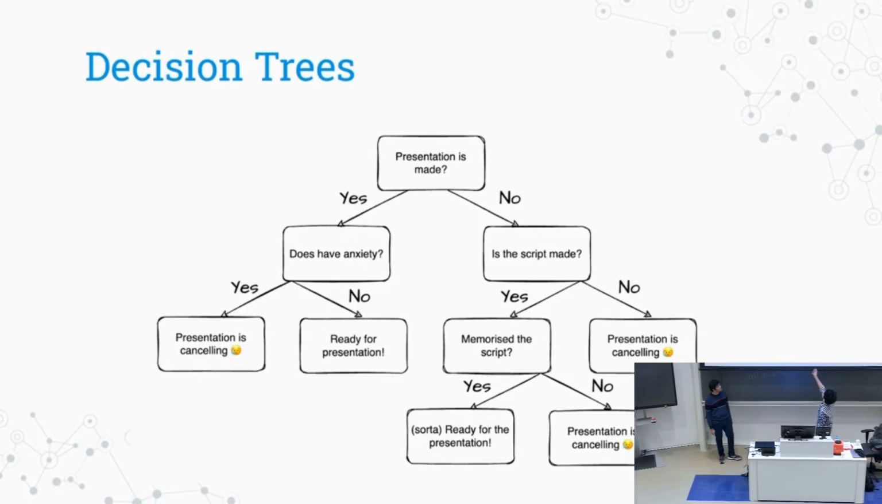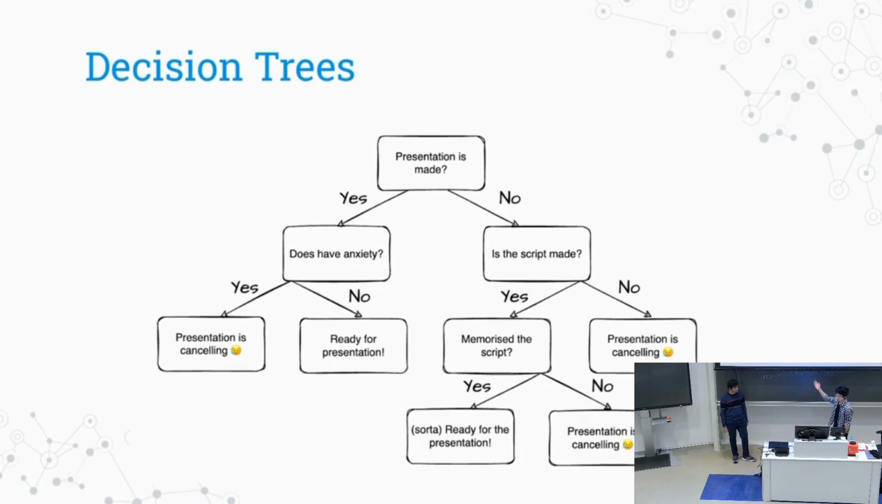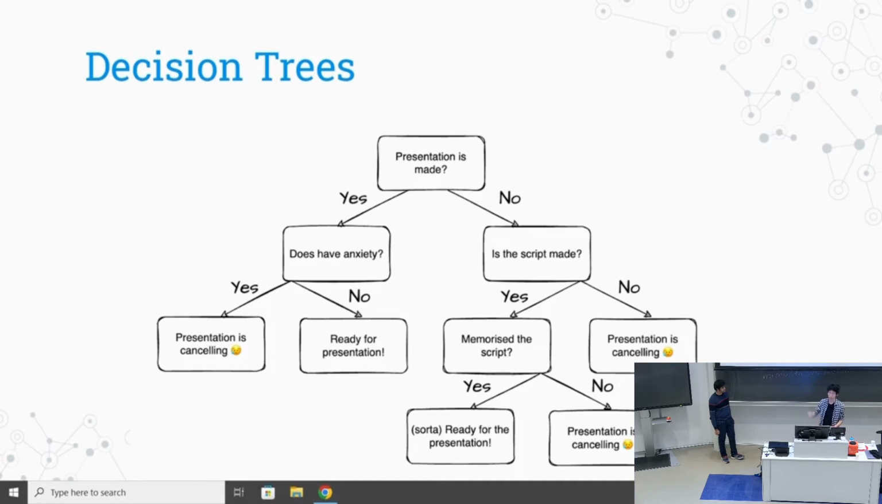As you can see, this is a decision tree. It answers yes or no questions, and it can give outputs, for example, binary classification. Am I ready for the presentation today or not? In the morning, I was a little bit anxious, and my presentation was made. So we go to the yes side. I was anxious, so I was not ready for the presentation, so the presentation could be canceled. Fortunately, I wasn't anxious anymore, and then I was ready for the presentation. But there could be a different case where I didn't make the script or didn't memorize the script, and then the presentation definitely would be canceled because I'm not ready. But yeah, I'm ready. This is basically how decision trees look.